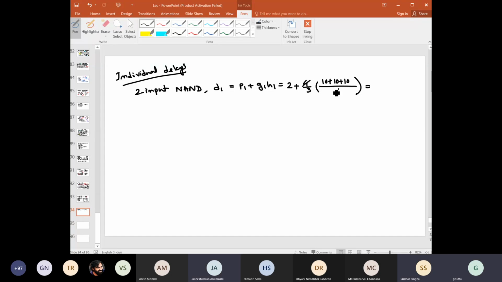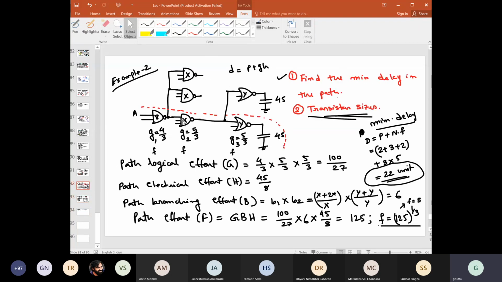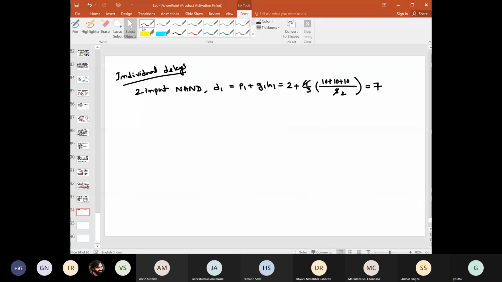How much is it coming? 7. 7. Right. Okay, then let us go to the next one. Let us say this 3 input NAND gate here.